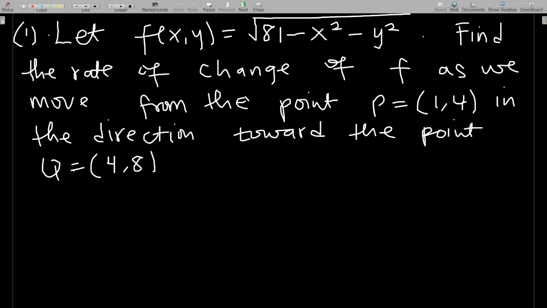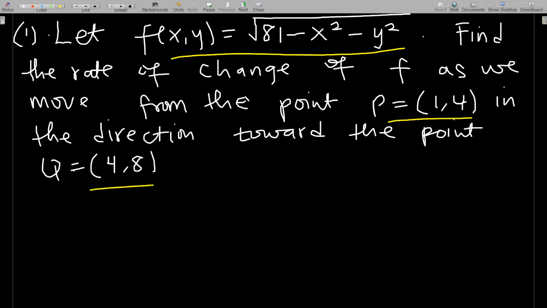So let f of xy be equal to this function here, the square root of the expression 81 minus x squared minus y squared, and find the rate of change of f as we move from the point P, which is (1, 4), in the direction toward the point Q.